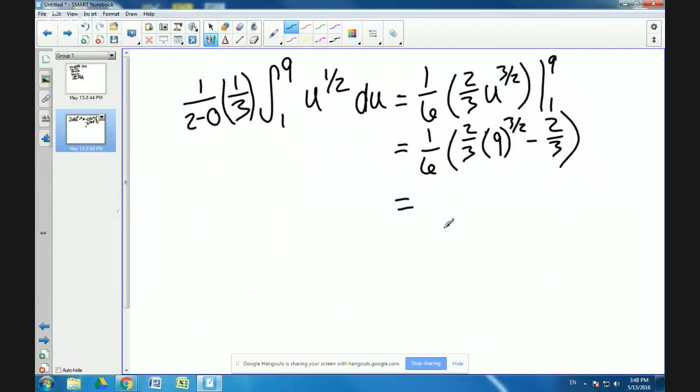Okay, so let's simplify this. So 1 over 6 times, let's see here, I have it written down. So basically, 9 to the 3/2 is actually just 27.